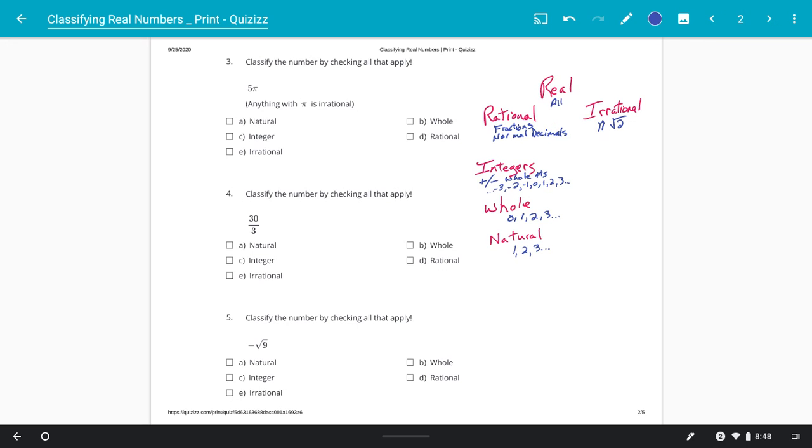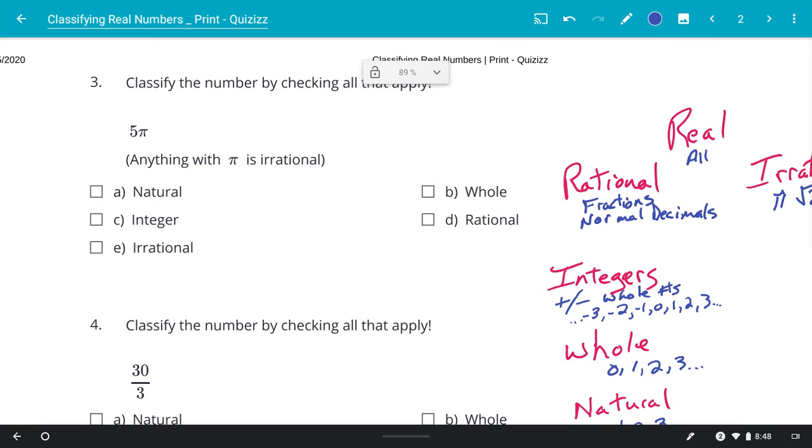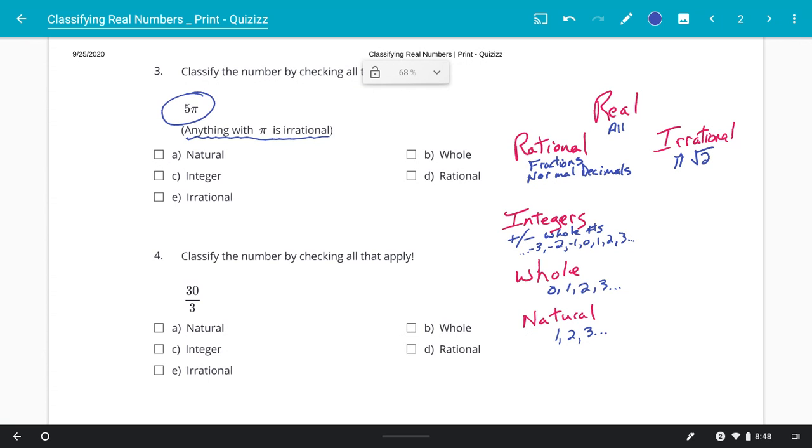Number three, classify, again, all that apply. And we're talking about 5 pi. But look, anything times pi is also irrational. Anytime that we multiply an irrational number times another number, unless it happens to be its significant other, meaning like the square root of 2 times the square root of 2, you're going to get an irrational number. So irrational, that one kind of told you.